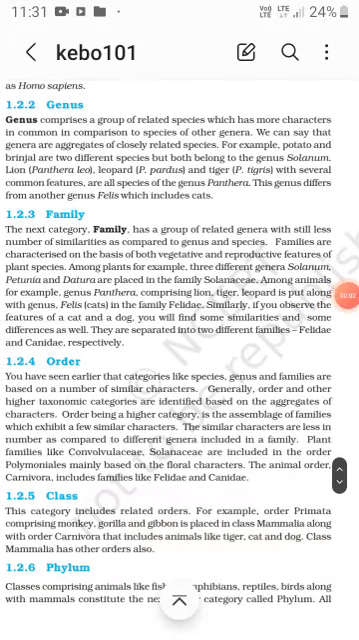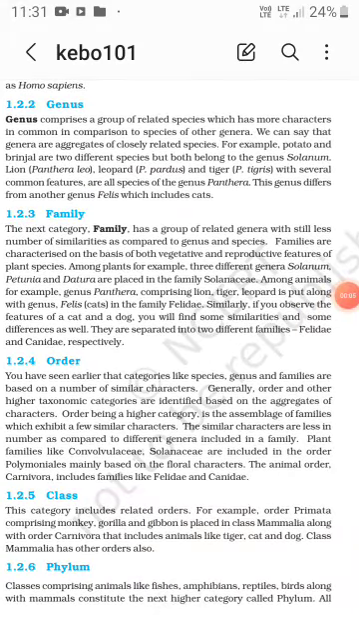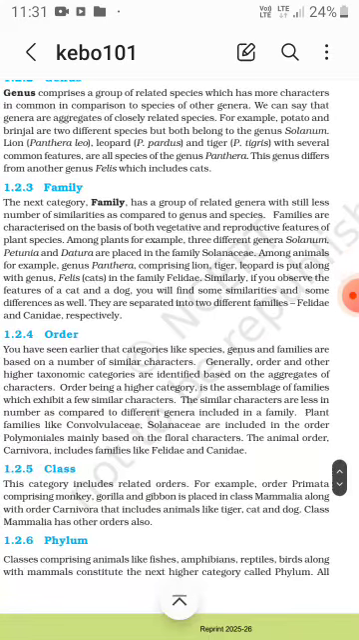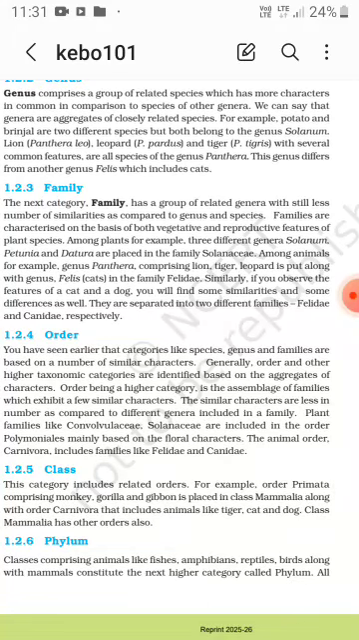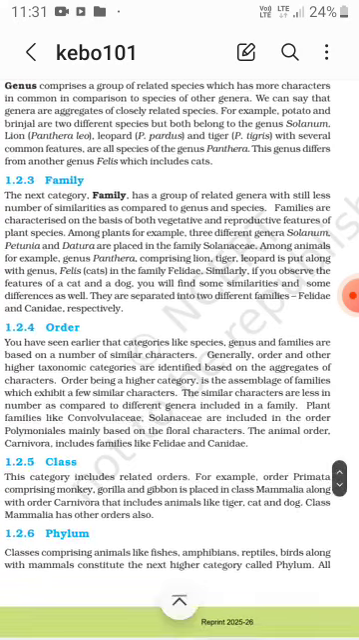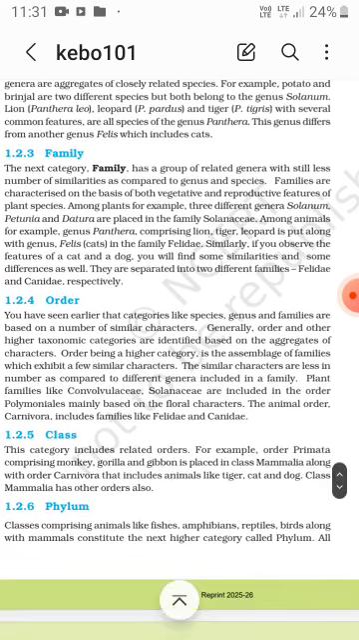So now the next taxonomic category is the family. Family is a group of related genera with still fewer similarities as compared to genus and species. Families are characterized on the basis of both vegetative and reproductive features of plant species, right? Three different genera, Solanum, Petunia and Datura, are placed in the family Solanaceae, and animals like genus Panthera, which comprises lion, tiger, leopard, is put along with the genus Felis, that is cats, in the family Felidae. So Felidae contains both genus Panthera and Felis, right?